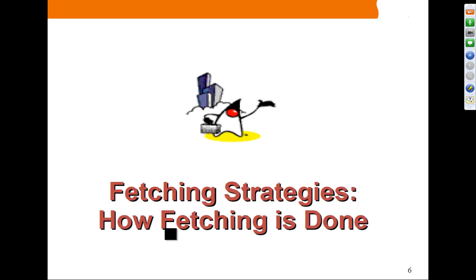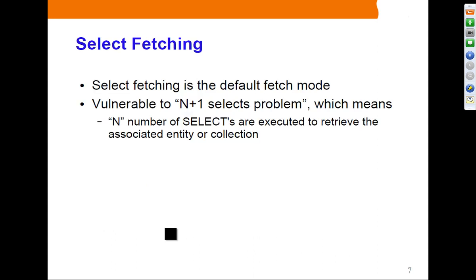So let's talk about each of these fetching strategies, starting with how fetching is done. We're going to look into four different fetching modes. The first one is select fetching, and this is the default. Select fetching is vulnerable to the n+1 select problem, which means n number of selects are going to be executed to retrieve an associated entity or collection. We are going to see an example of this in a few minutes. If you don't understand what I'm talking about, don't worry about it. I just want to give you a big picture of the concept first, and then we are going to play around with the lab exercises, and you'll actually observe this n+1 problem.